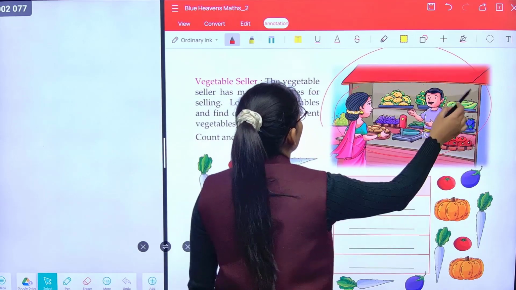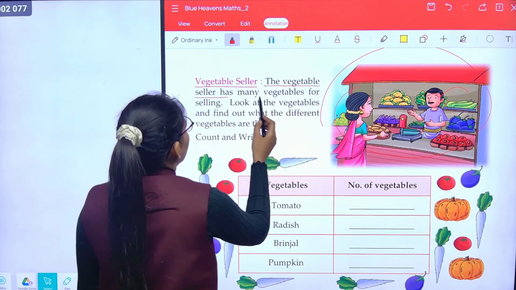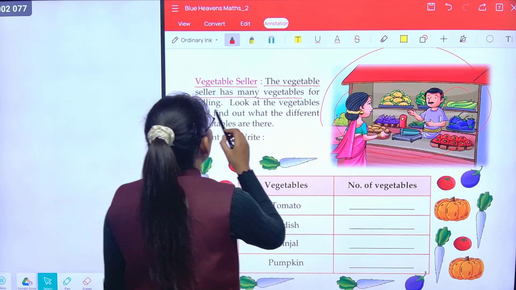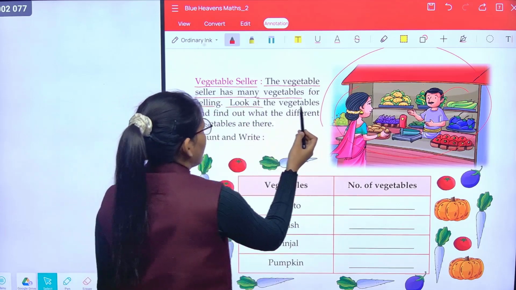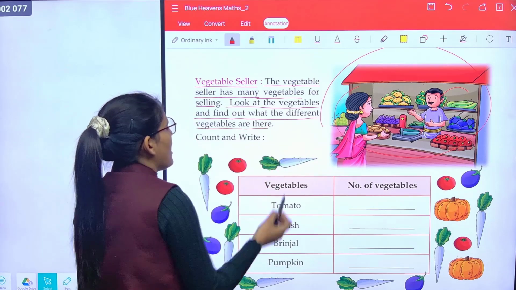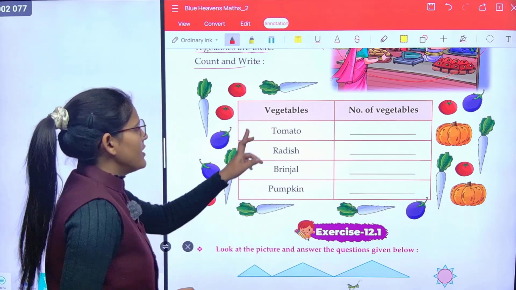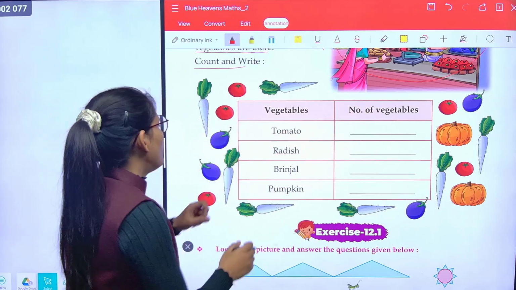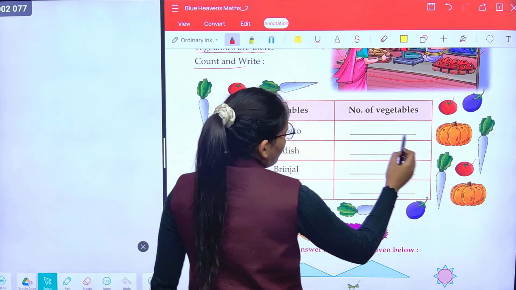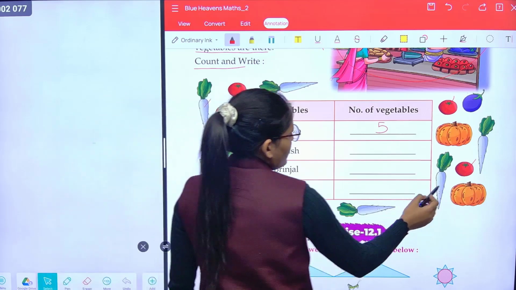This is a grocer, a vegetable seller. The vegetable seller has many vegetables for selling. Look at the vegetables and find out what the different vegetables are. Count and write, class. Vegetable, number of vegetables. Tomato: 1, 2, 3, 4 and 5. 5 tomatoes are there. Now radish: 1, 2, 3, 4.